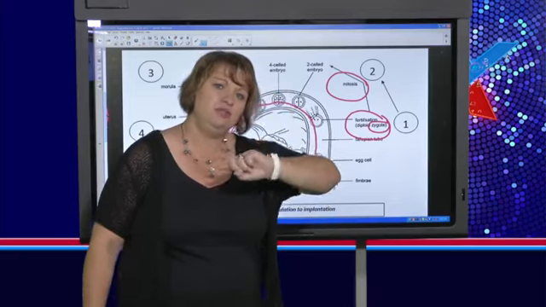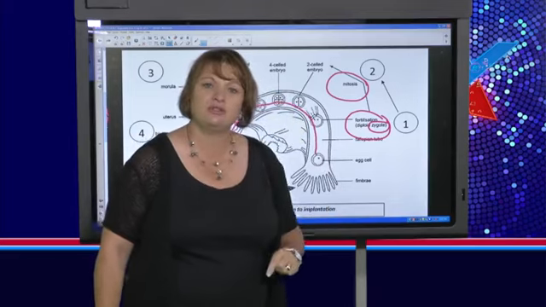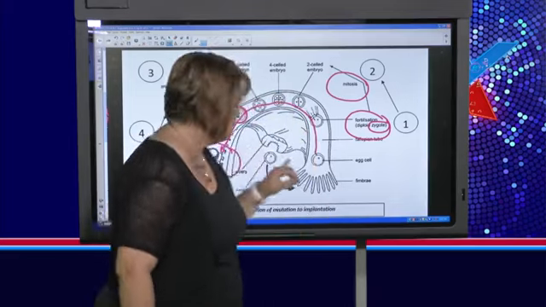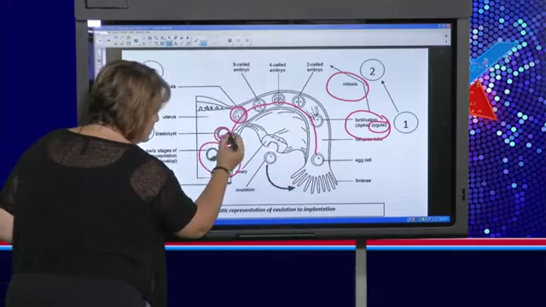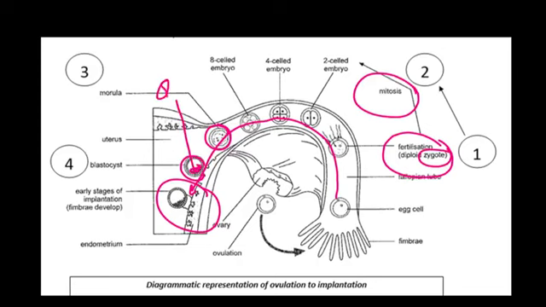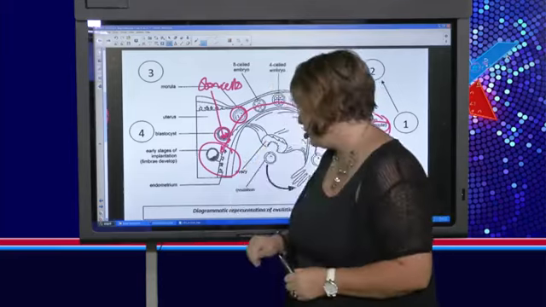Also, when you do genetics, some of you will come across the word stem cells. In the blastocyst, these little cells are your stem cells. When we talk about embryonic stem cells, they are able to become any tissue in the body.